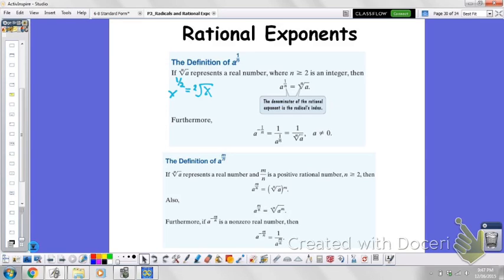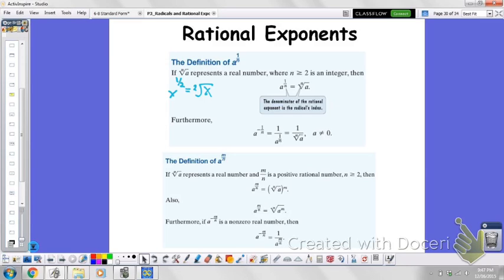So if you have a to the power of negative 1 over n, again a negative exponent will make our fraction flip, so we will go down in the denominator. We'll give 1 over the nth root of a. And again, the denominator of my power tells me the root.